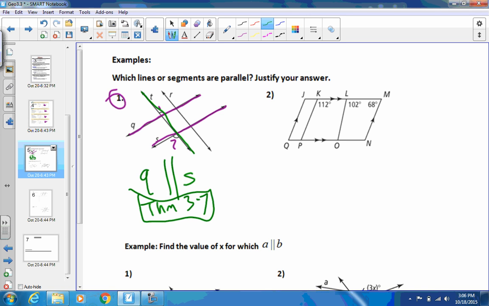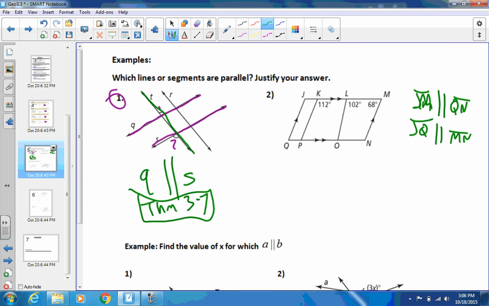Now, number 2, you might be thinking, well, I know that segment JM is parallel to segment QN, which they are, they're labeled that way. We also have that segment JQ is parallel to segment MN because they're labeled that way. But are there any other parallel lines? We want to see if we can find any angles that would be congruent anywhere. So the ones that are labeled, there's none that are congruent.